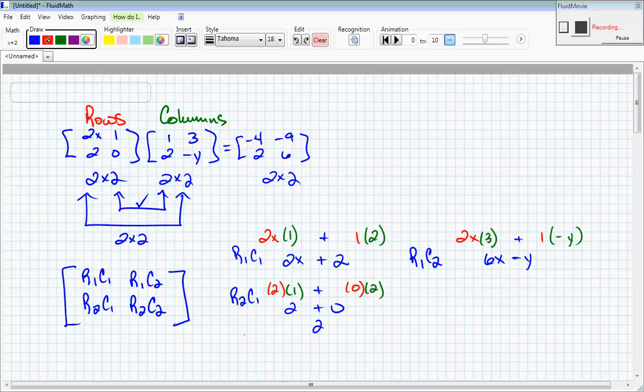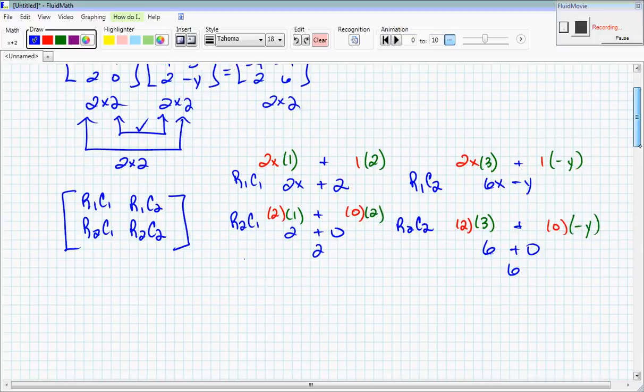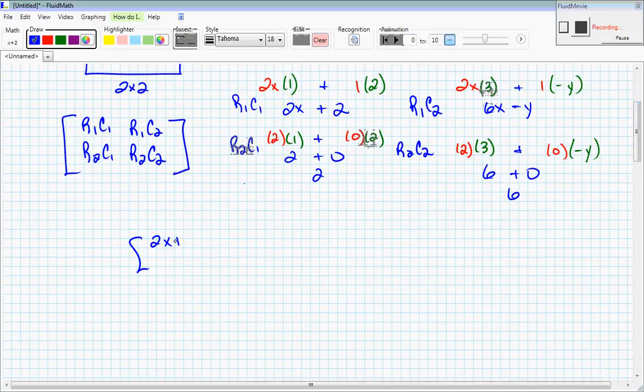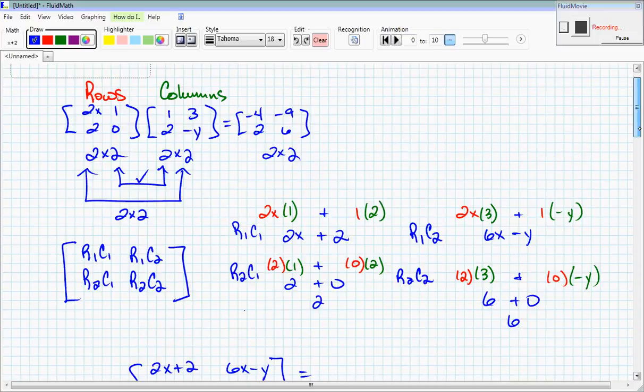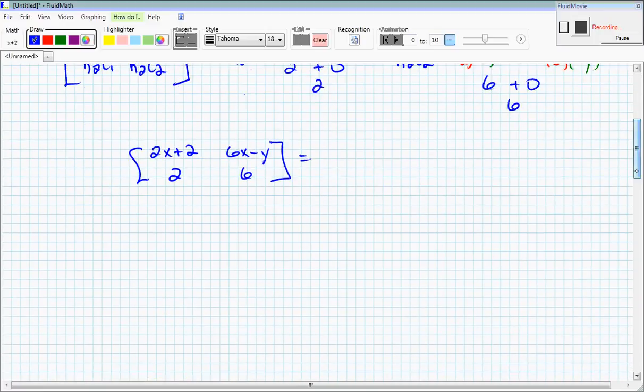And last but not least, we have row 2, column 2. Here we have the same row as before, so we're going to have a 2 and a 0. And then here, we're going to have the same column, so we have a 3 and a negative y. When we add those together, we simply get 6 plus 0, which is just 6. So our new matrix is 2x plus 2, 2, 6x minus y, and 6. And that is equal to this, so -4, -9, 2, 6.